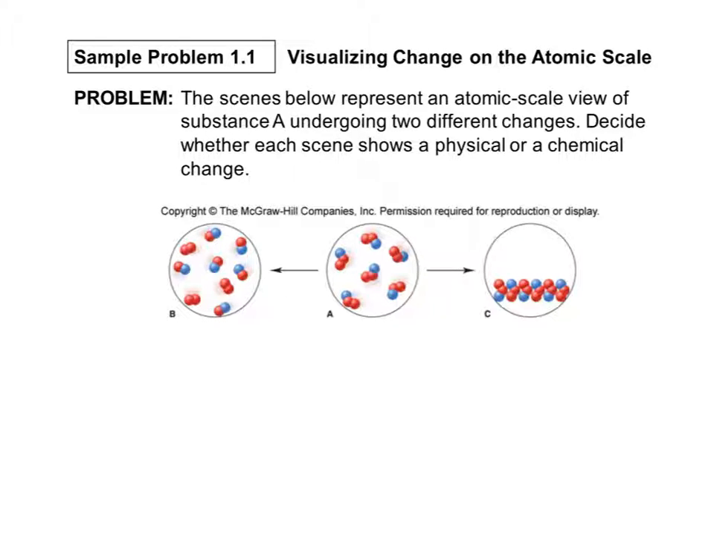If you look in B, I see two red spheres for one of the molecules, and then another molecule has a red sphere and a blue sphere attached to it. So it's not the same thing. It has actually changed its identity. So for A, let's write this down. For A going to B, that is a chemical change because it changed its identity.